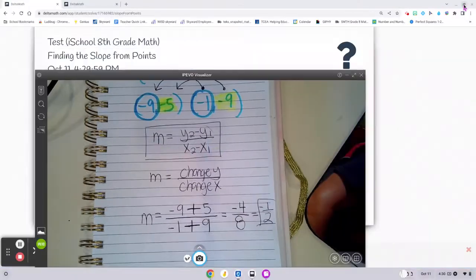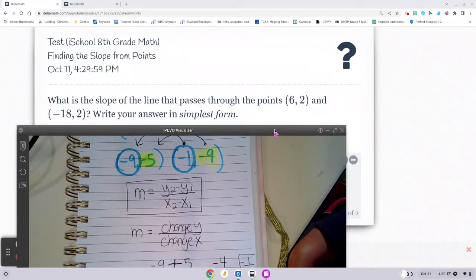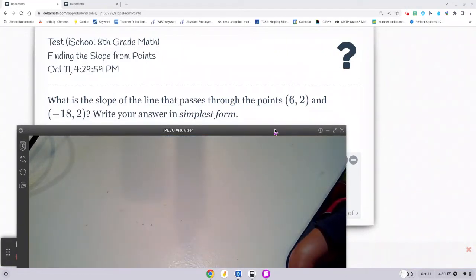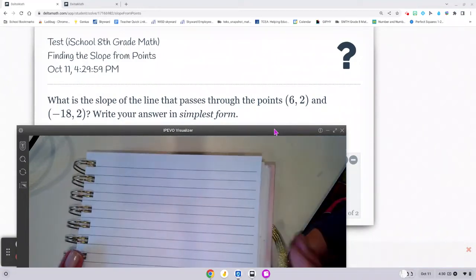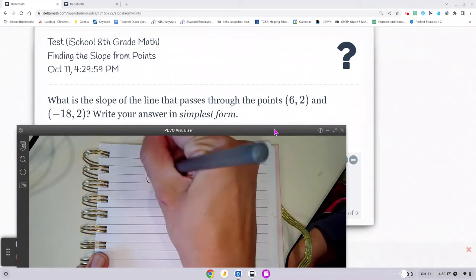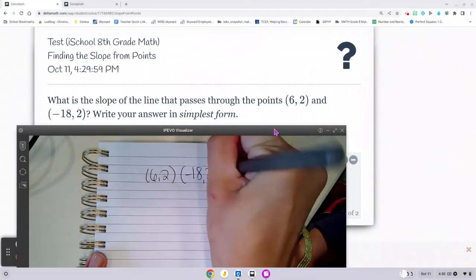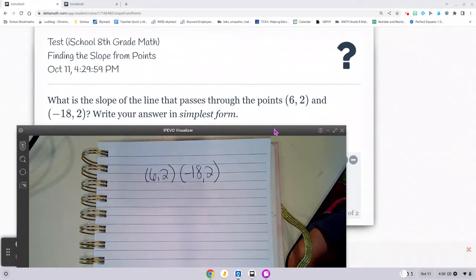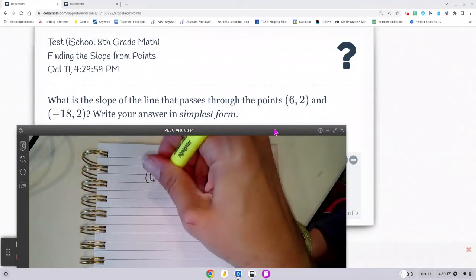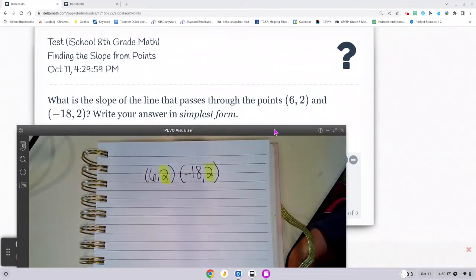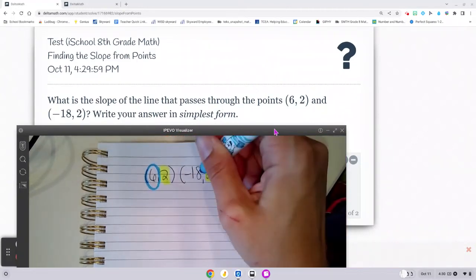Let's look at the problem first. Okay, what is the slope of the line that passes through the points 6, 2 and -18, 2? So, write your points down: 6, 2, -18, 2. And I want you to highlight or circle or color the y values and the x values.